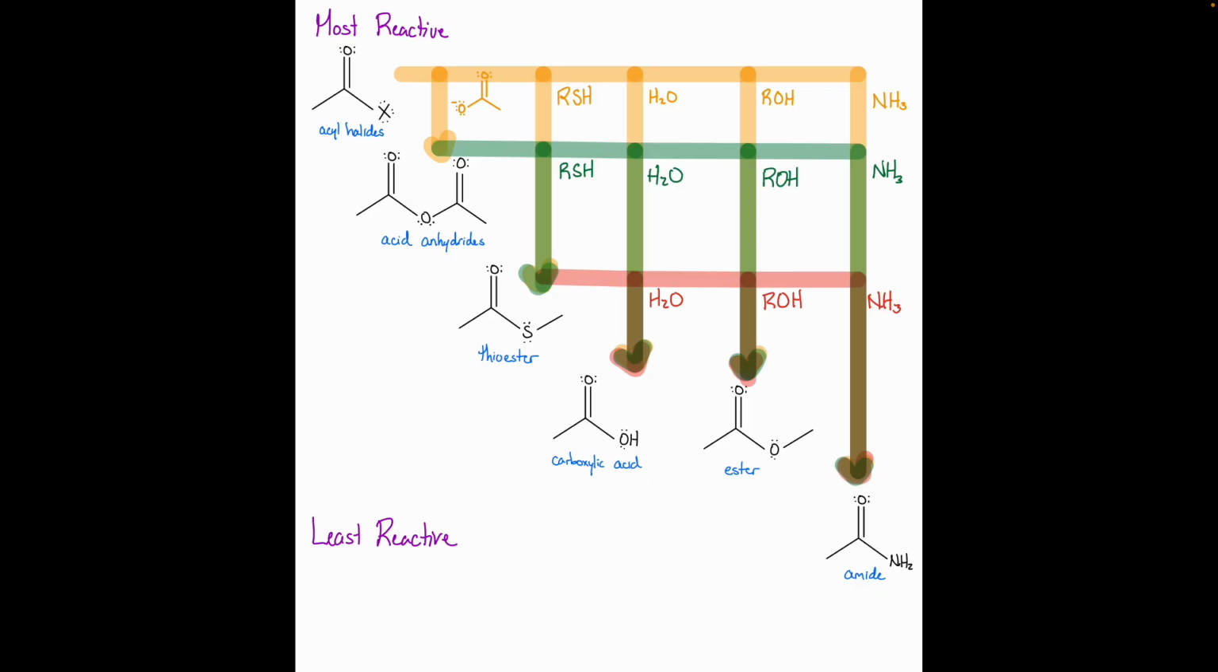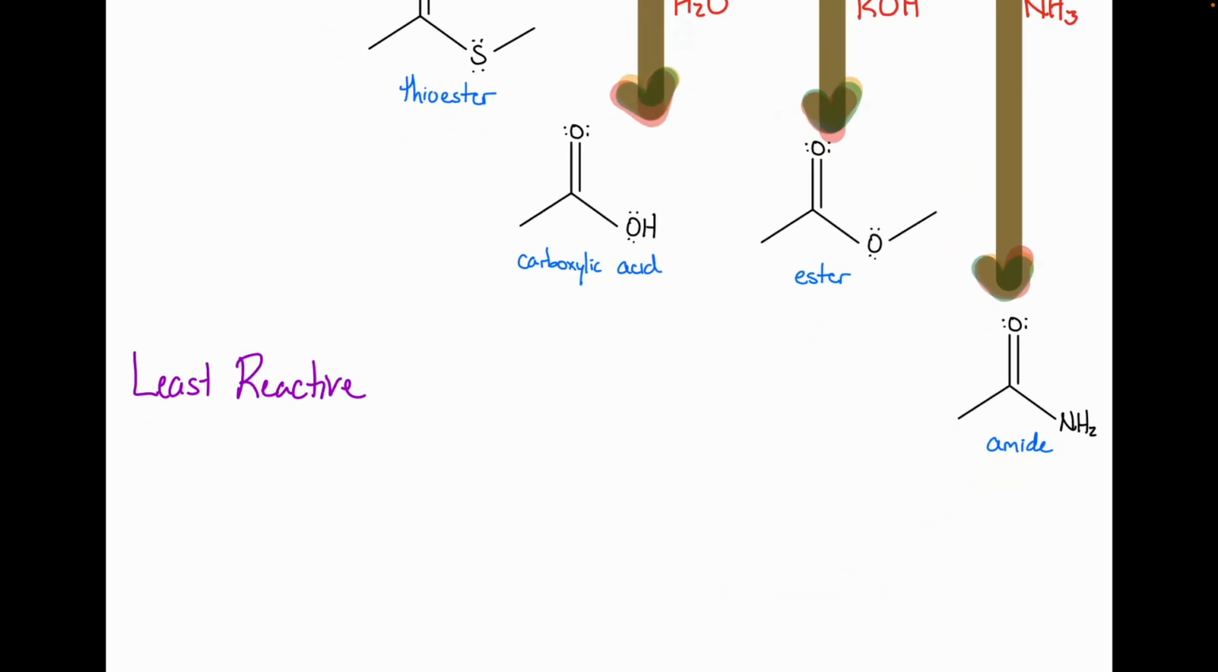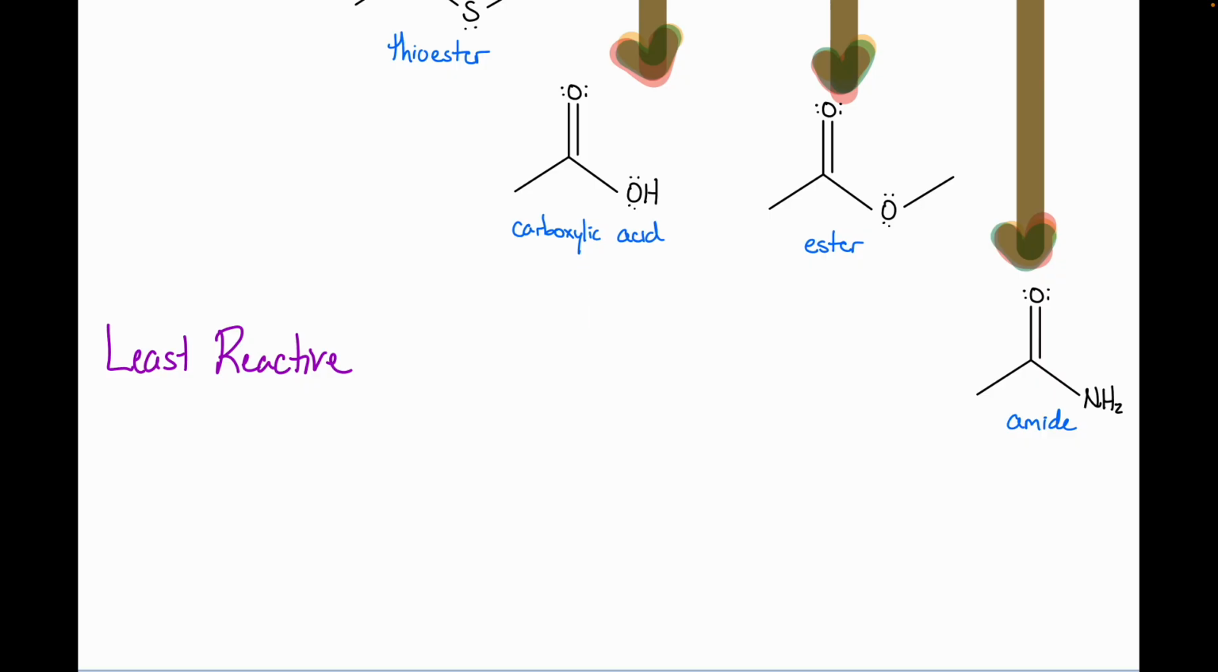All right, now there's one sort of flaw in this whole logic here, and that is going between these last two steps. It turns out that you cannot convert a carboxylic acid into an amide, at least not using this simple method that we've been talking about. This does not work. Okay, so why is that? Let's look at these two in particular here.